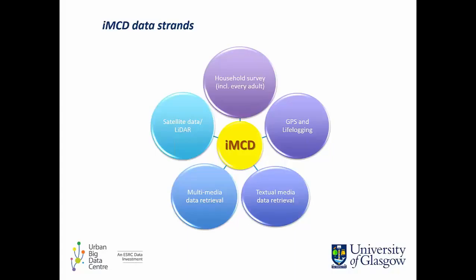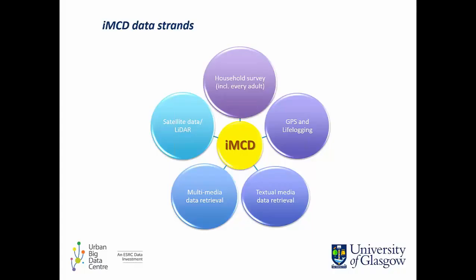The main thing I would say is there are five real main strands to the IMCD data. But they tend to hang around the household survey. The core part of this was a random representative survey of people in the wider Glasgow area, by which I mean the urban metropolitan area of Glasgow. It's commonly known as the Glasgow Clyde Valley planning area.